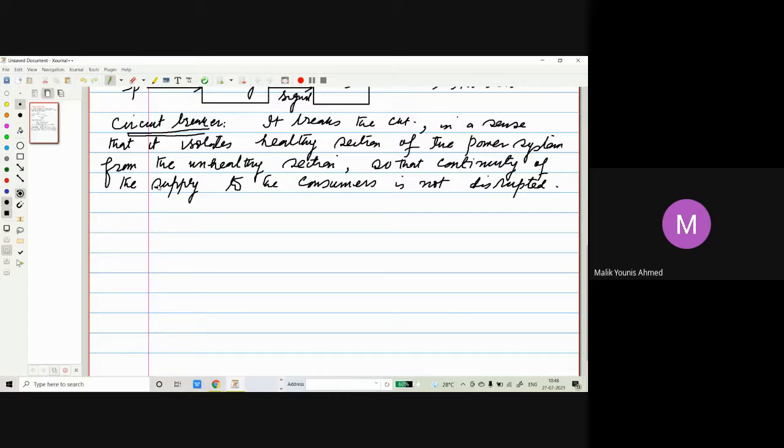So very clearly it will break the circuit, and how it will break, it will just isolate the healthy section from the unhealthy section, so that there is no disruption in the electrical supply to various consumers. Next is relay. I have already told what the relay is. Relay, it gives intimation or signal to the circuit breaker.